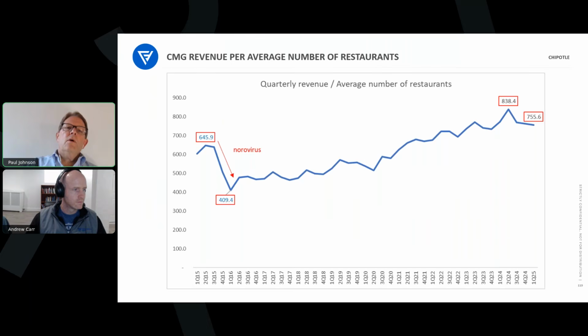There is the revenue, quarterly revenue divided by average number of restaurants. You'd have to do a little bit more work, but you probably could get this from a sell-side analyst pretty quickly. You can see in the norovirus period, they were doing $409,000 per restaurant per quarter. So call that about 1.6 million on an annual basis. They grew that to 838,000 per quarter, so 3.3 million, I think, on an annual basis. That's come down in the last 2 quarters, but there have been other periods where that's come down. So I look at that and say, is that temporary or real? That is the crux of the issue.